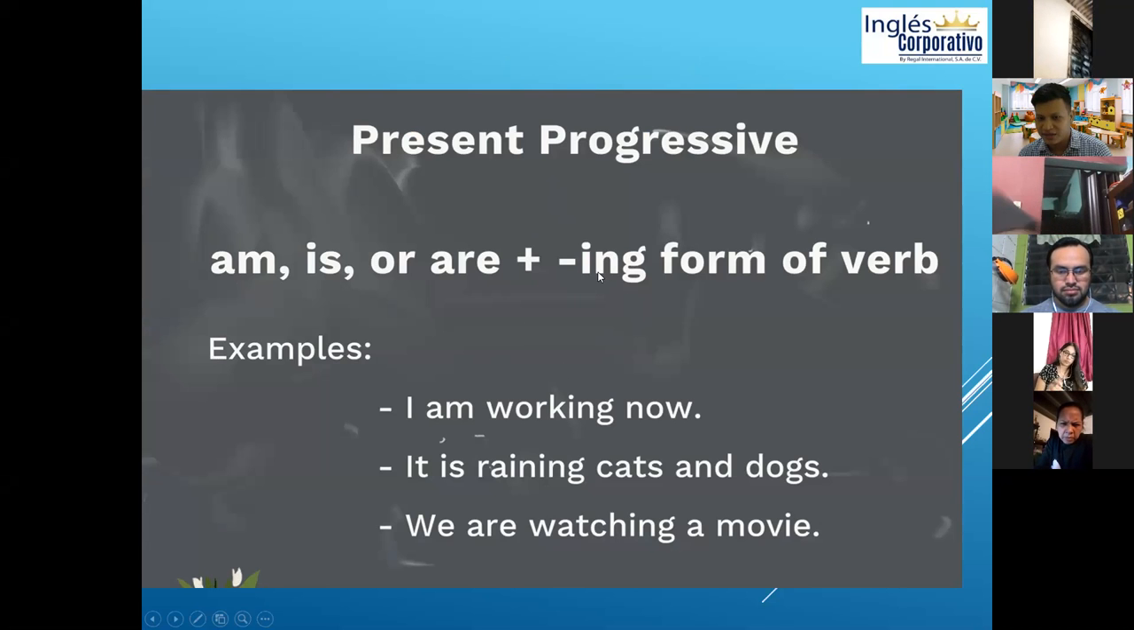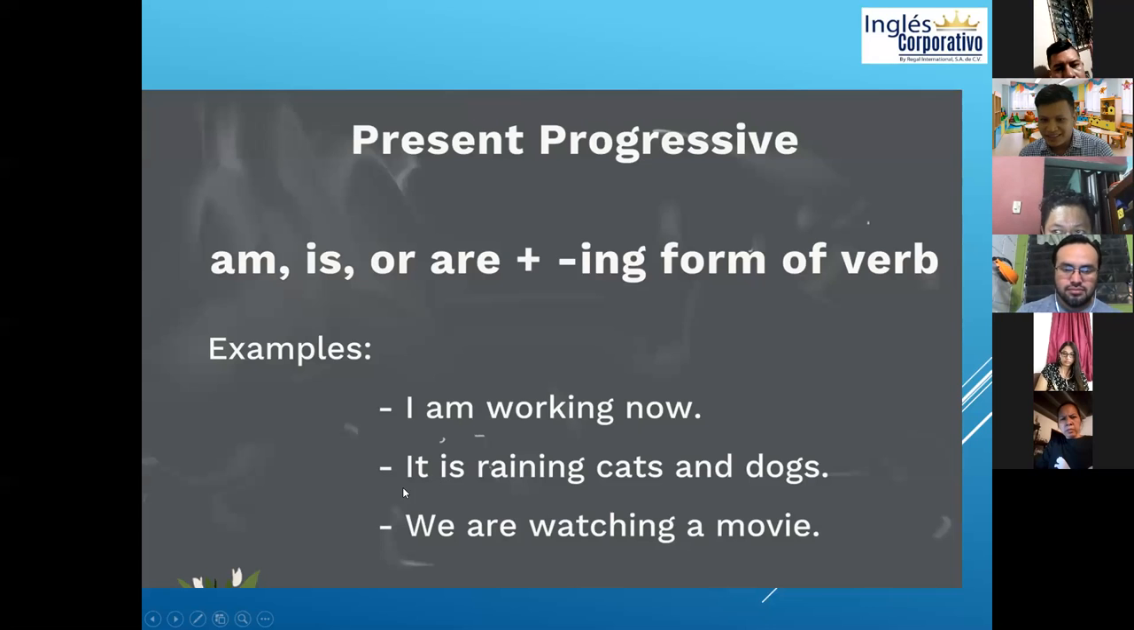Que cuando agregamos ing, ¿qué significado le da a este verbo? Working, ing form. El ando, trabajando. Okay, yeah, sure. El ando, el endo y el yendo. Okay, en este caso, work, trabajar, working, trabajando. But all the time you're gonna use the verb be, am, is, or are. I am working now. Okay, let's see. What does it mean I am working now? Yo estoy trabajando ahora. Okay, thank you.